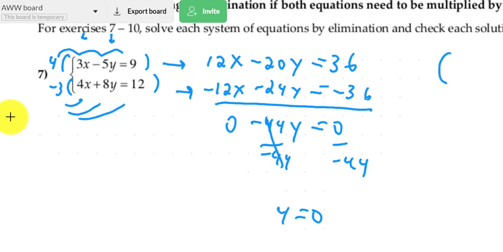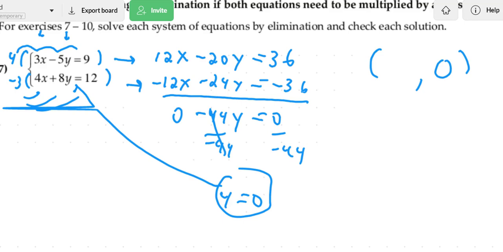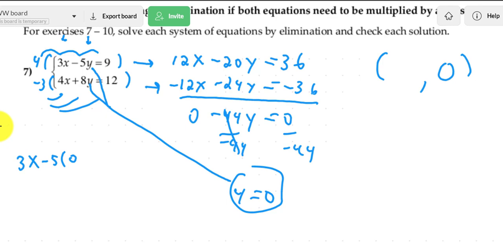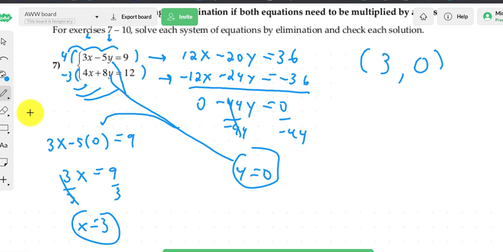Okay, so my ordered pair, I know y is equal to 0. Right? So now to find x, I just have to substitute in y equals 0, either here or here. Doesn't matter which equation I use. I'll use the top equation. Okay, so I'm going to write 3x minus 5 times 0 equals 9, right? Because y was equal to 0. So now I'm left with 3x equals 9, divide by 3, and you see we get x equals 3. So my ordered pair will be 3, 0.